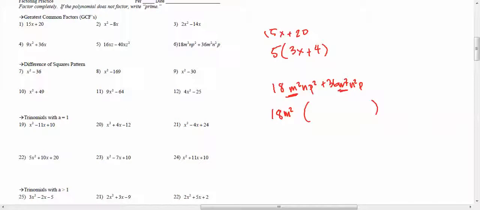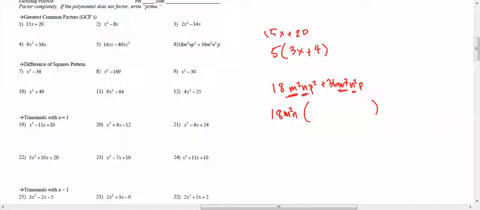There's 1 n in this first term. There's 2 n's in the second term. What is the maximum number of n's that are in common? Just one of them. I can't pull out 2 n's because there aren't 2 n's in the first term. So the most I can pull out is just 1 n.